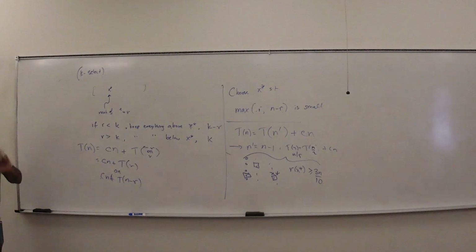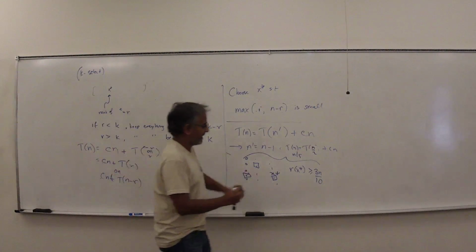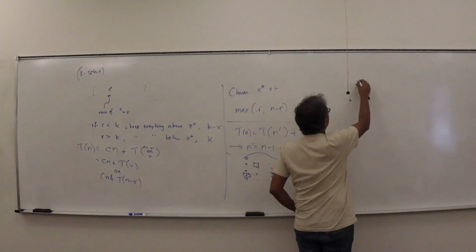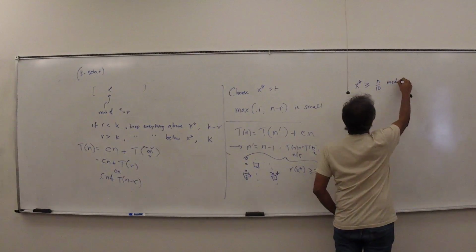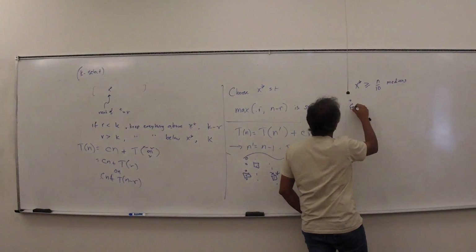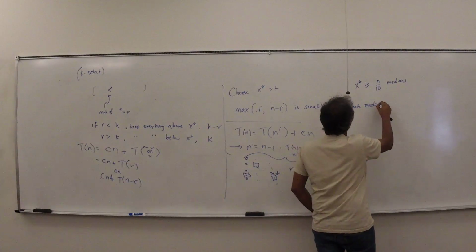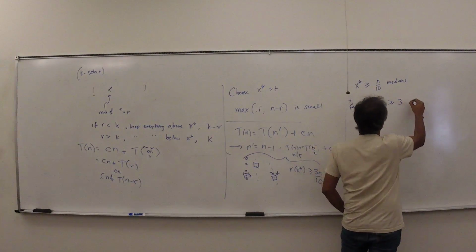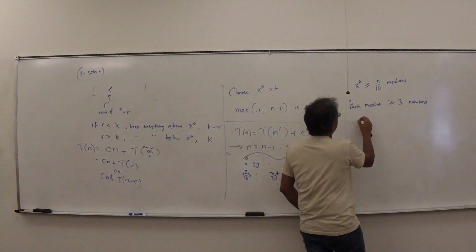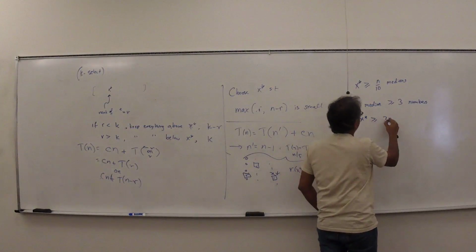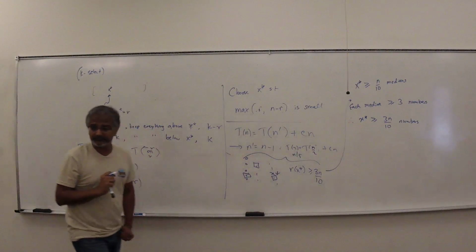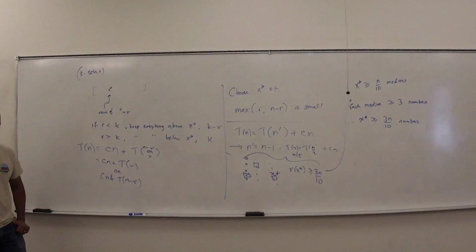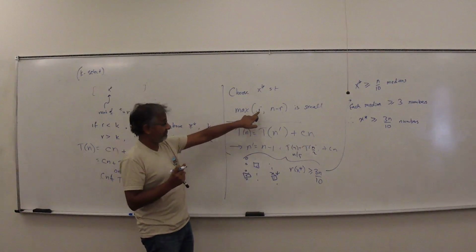So why don't we meditate on that for a second? Remember, the claim was, step 1, x star is greater than or equal to n over 10 medians. Each median is greater than or equal to three numbers. Therefore, x star is greater than or equal to 3n over 10 numbers. Okay? Which means that we know that R is big.